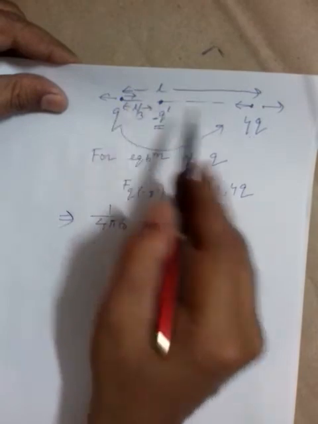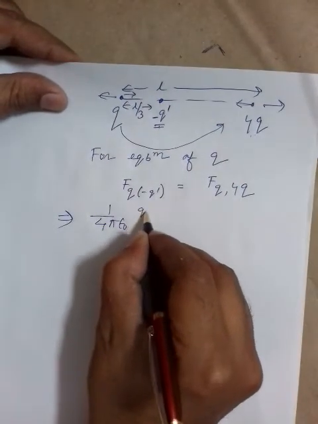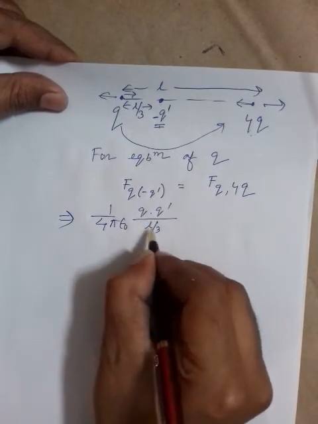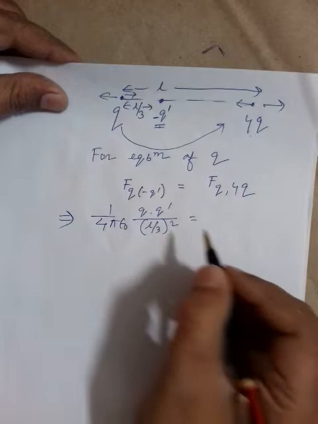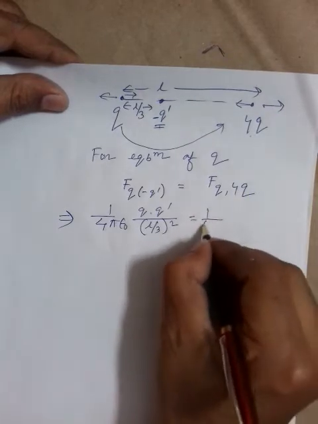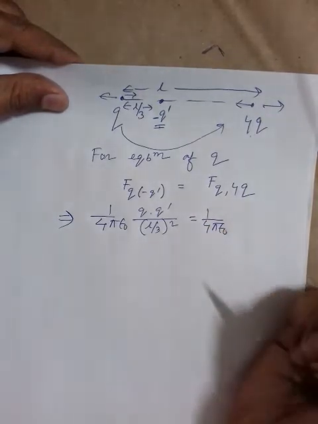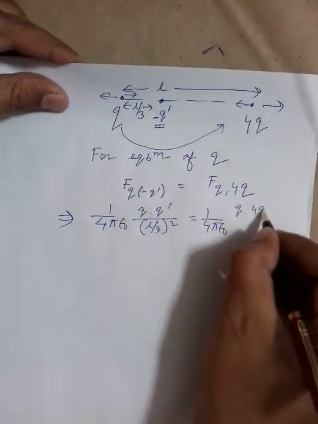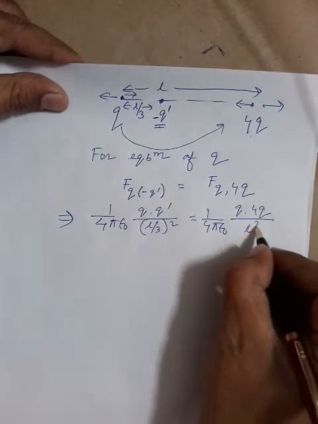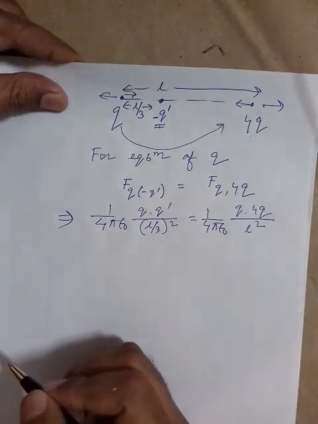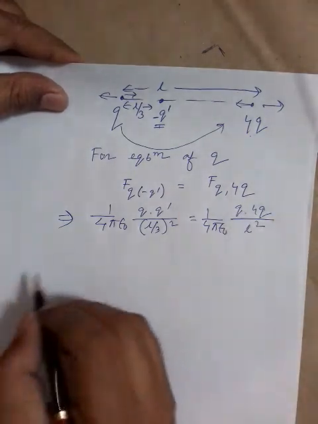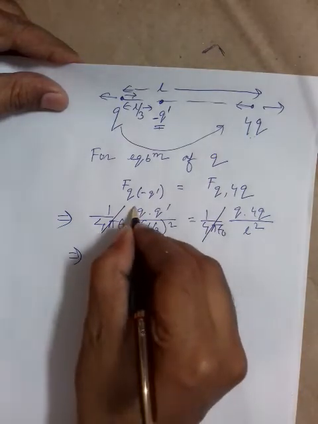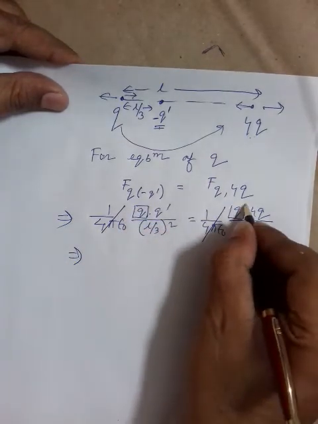Force between these two I am calculating. So it is q dash, actually minus q dash, no need to write. Distance is L by 3 square. The other one, 1 by 4 pi epsilon naught, q and 4q, distance between them is L square. 1 by 4 pi epsilon naught goes cancel. q also goes cancel.